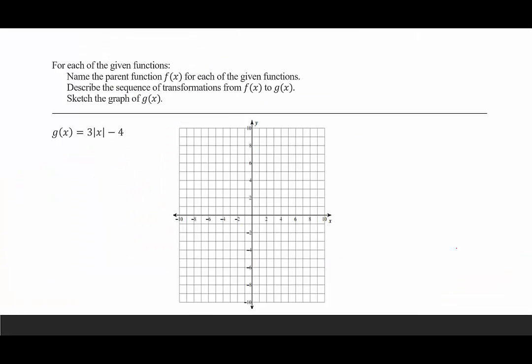For each of the following functions, we're going to name the parent function f of x for each of the given functions. Then we're going to describe the sequence of transformations that got us from the parent function to the given function g of x. And then we're going to sketch the graph of g of x.